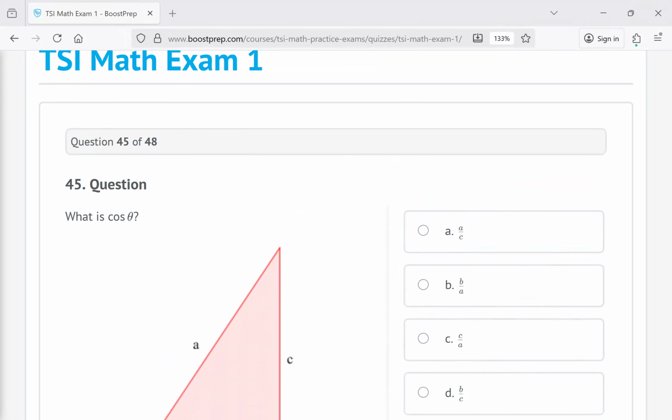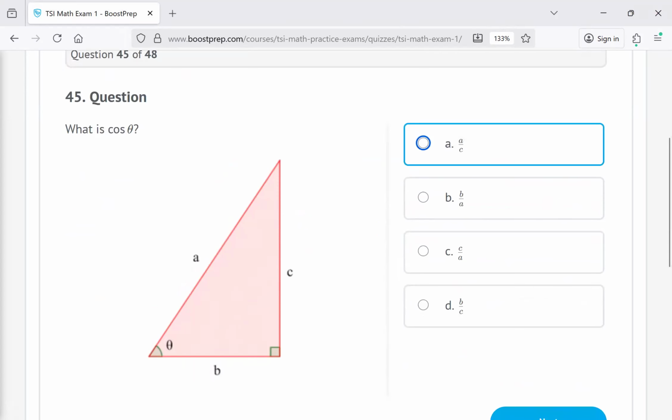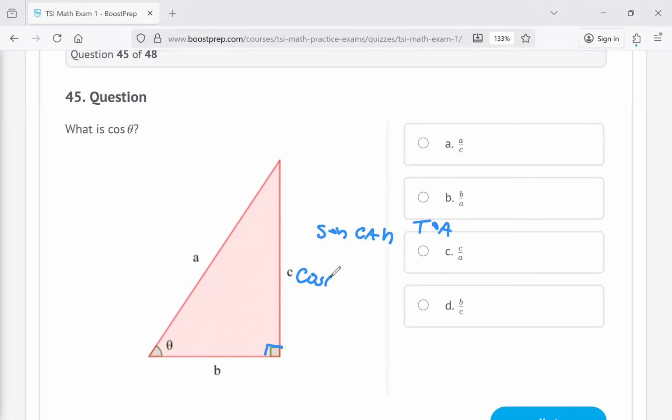This one says, what is the cosine of theta? They don't give us any values for the side lengths, they just give us letters. And if you look at the answers, they're all letters. Because this is a right triangle, because it has a box symbol, you could use SOHCAHTOA. So cosine theta, according to the rule, is adjacent over hypotenuse. Locate where theta is. My adjacent side is B, and my hypotenuse is A. So it's going to be letter B. That's it.